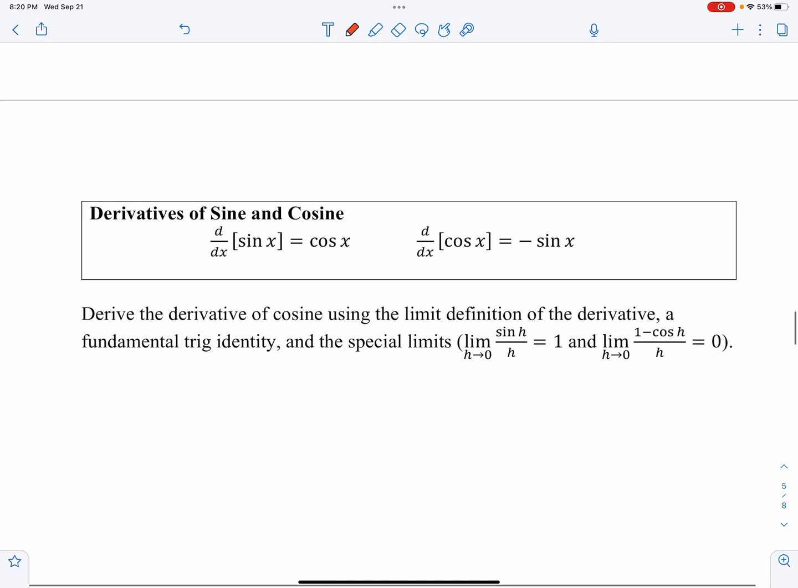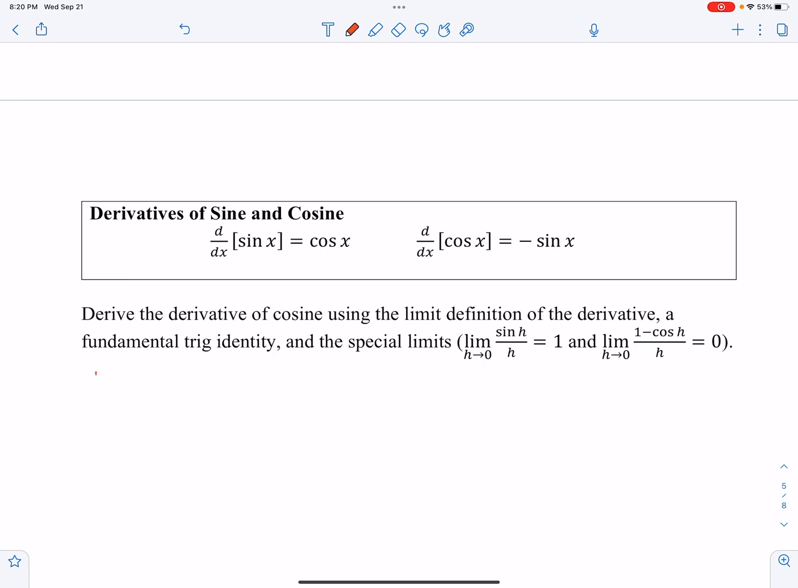So, okay, in order to derive our derivative of cosine using the limit definition of the derivative, we're going to use a fundamental trig identity, one of them that I like and have a chant for. And then we'll also use our special limits that you have memorized.